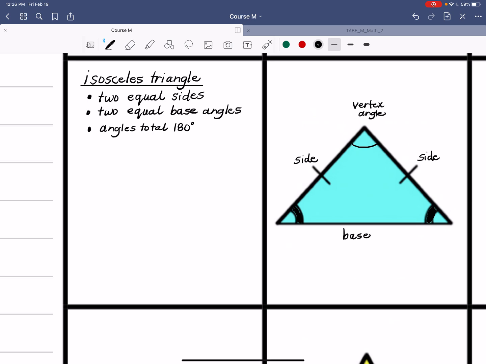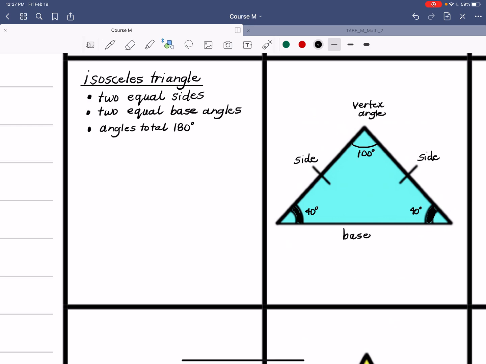So, for example, this might be 100 degrees, and these would each be 40 degrees. That makes 180. And I'm just making up numbers. I would need a protractor to tell you for sure. But it adds up to 180. The base angles are equal. That is an isosceles triangle.